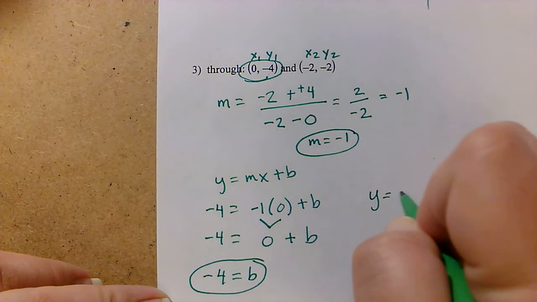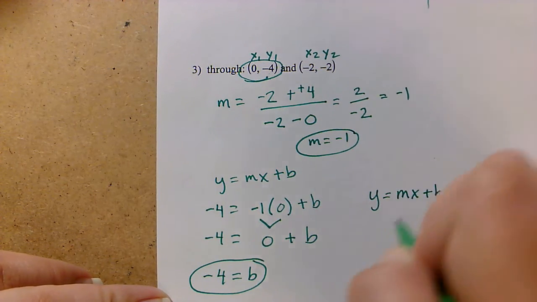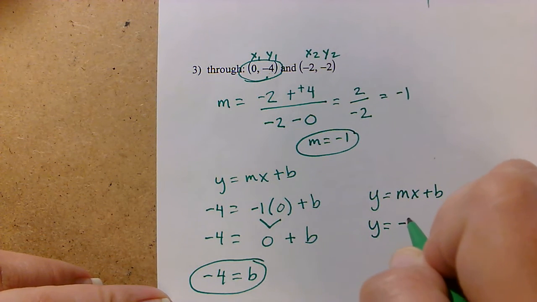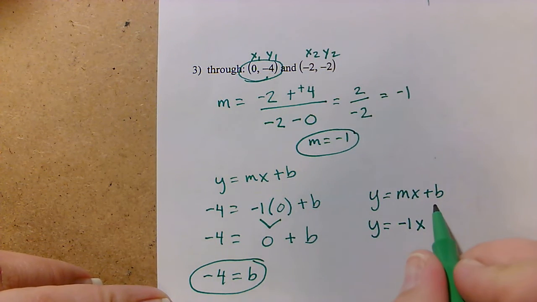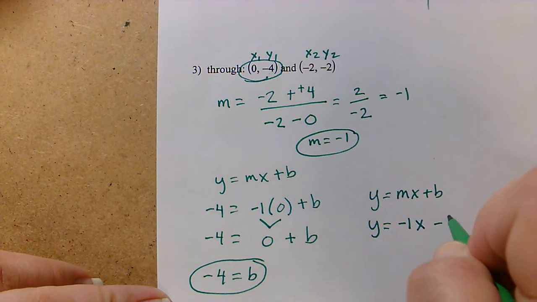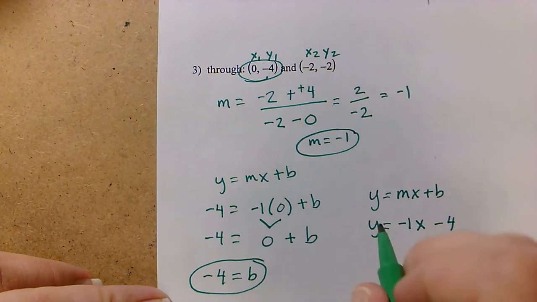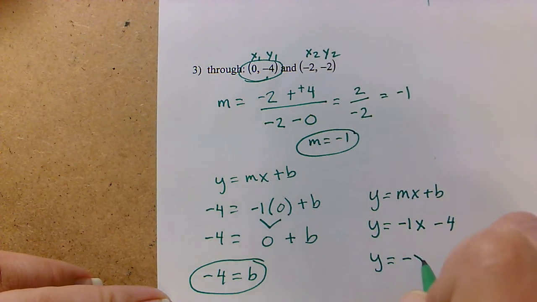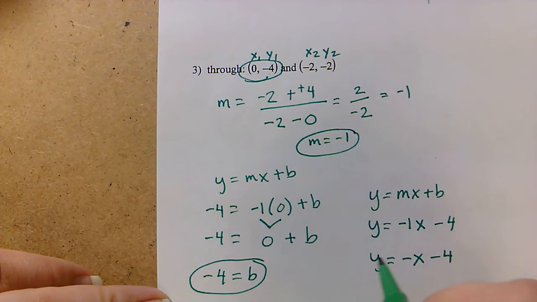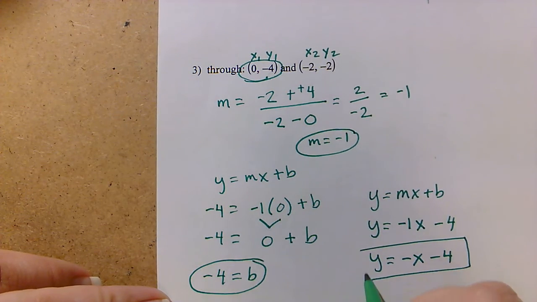When I go to write my final equation, I'm going to substitute in my slope. My m is going to be negative 1x, and then my b is a negative 4, so I'm going to put minus 4. I could also write my equation, y equals negative x minus 4, and not write that 1 in front of the x. Either of these, I would take as an answer, but this is actually how you're going to end up seeing it on answer keys or in a problem. So I want you to recognize them both.